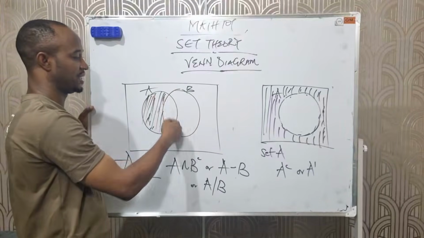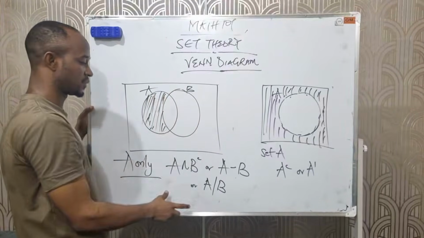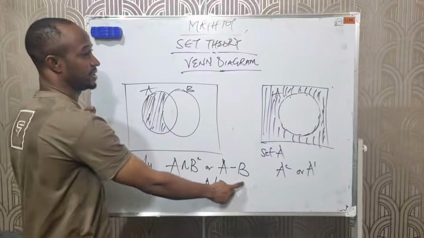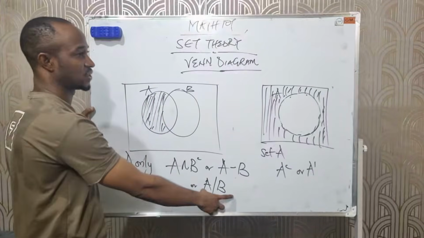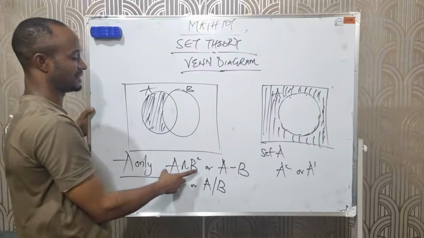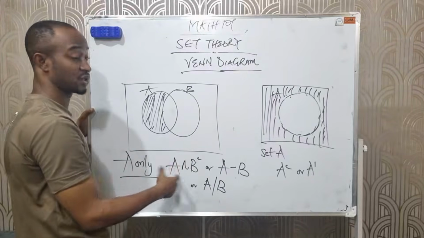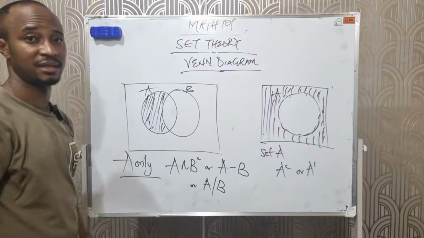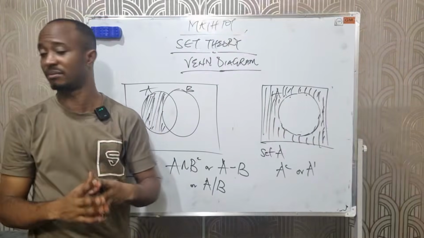And every part of B is empty. So we call this what? A difference B, or A slash B, or A intersection B complement, or B prime. Are you there? This is how simple this can be.